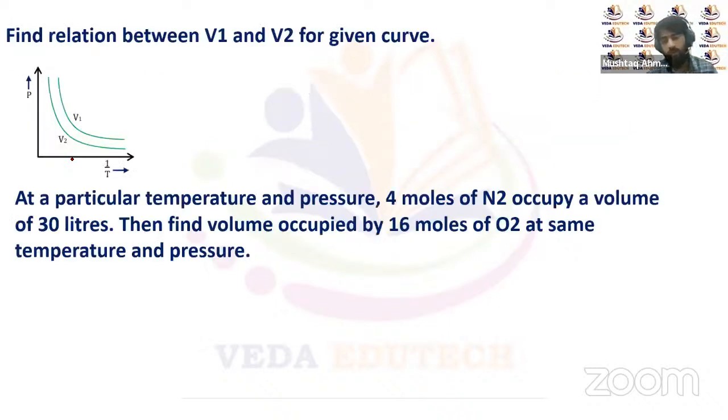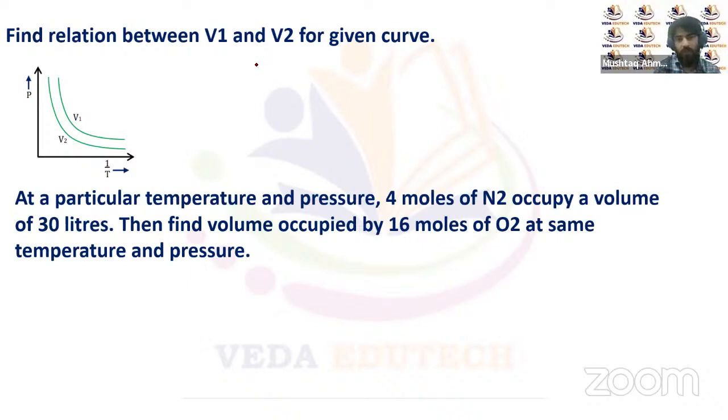Now, let's look at this question. We have been given two hyperbolic graphs, pressure versus 1 upon temperature curves. Find the relation between V1 and V2 for the given graph. Now you can see here, let's suppose it's a graph between pressure versus 1 upon temperature.